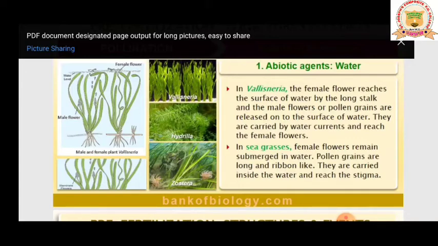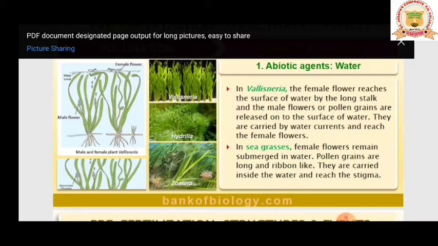As the water carries the pollen grains, as you all know that the seagrasses are submerged, the female flowers are submerged in the water, so the male part has to go inside the water. So it produces a long ribbon-like structure. Through that, pollen grains reach the stigma, which is submerged in the water in the case of seagrasses.